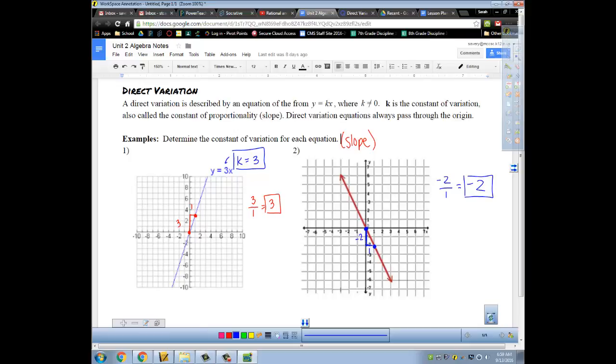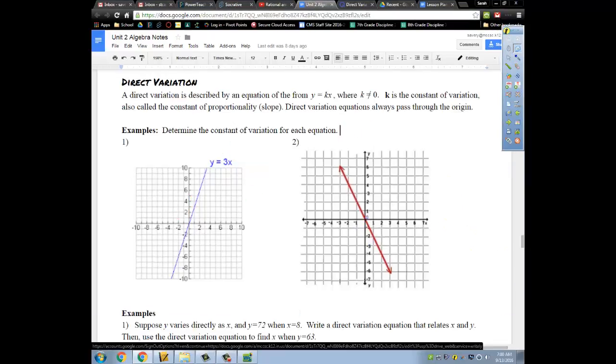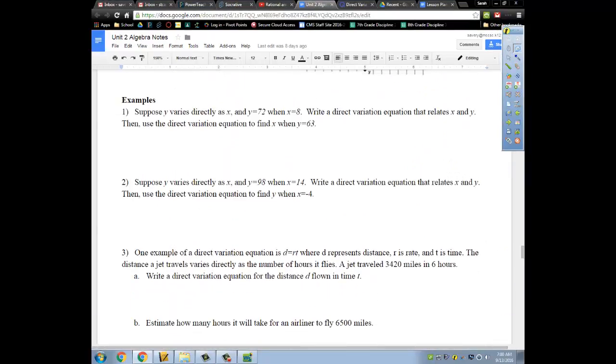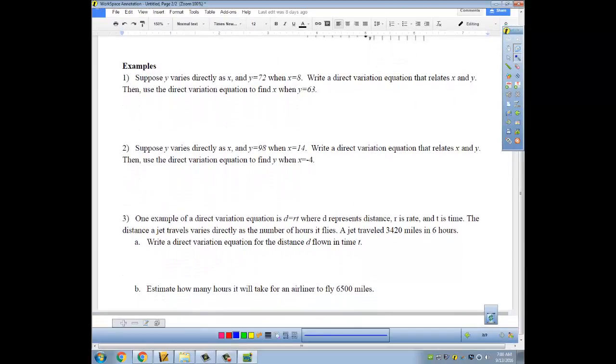And just as a reminder, you also could have done 2 points. So if I still pick 0, 0 and 1, negative 2, subtract your y's on top, so negative 2 minus 0, subtract your x's on bottom, 1 minus 0, to still get negative 2 over 1, which is still negative 2. So whichever method you prefer, just pick that method. Now the next 3 examples, we're not going to be given a graph, we're going to be given information about the equation.